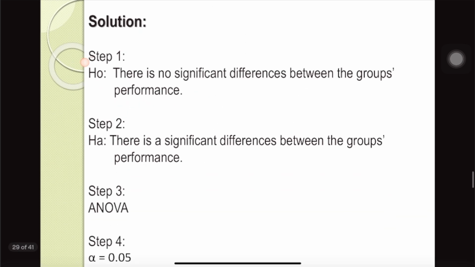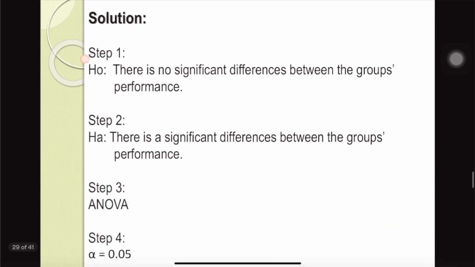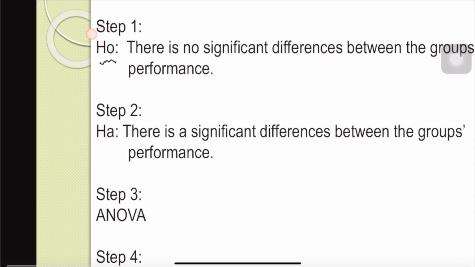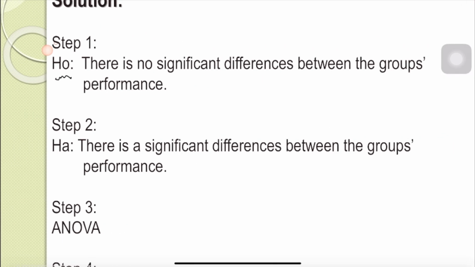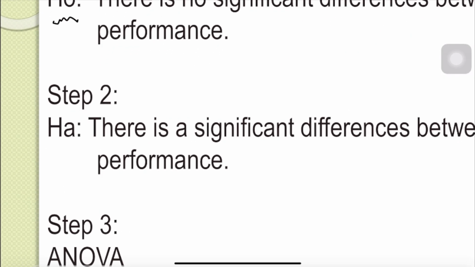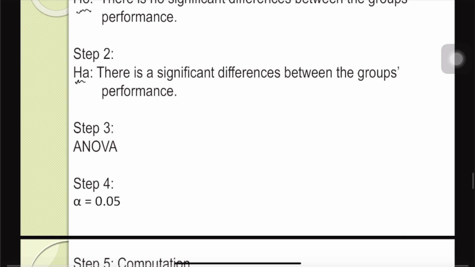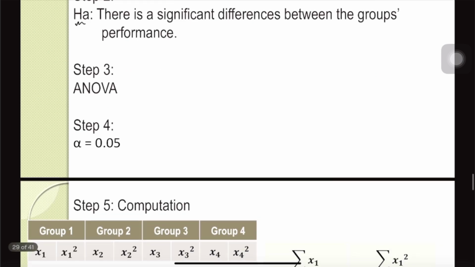Next, we're going to declare the null hypothesis first, which basically states that there's no significant difference. We're also going to write down the alternative hypothesis that says there is a difference, and it's going to state what type of test we have, which is ANOVA, and the next is the type of significance.